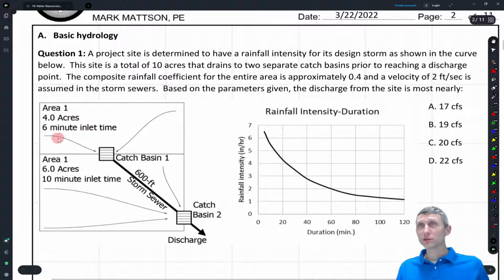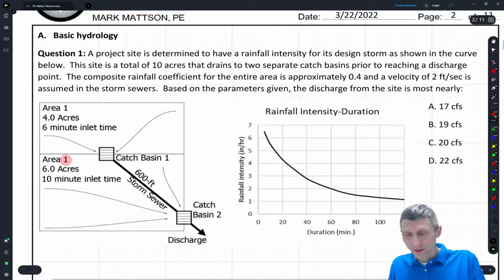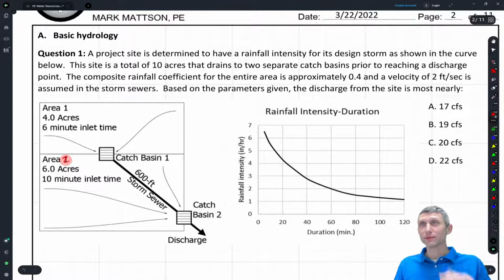We have two catchments here, area one and area two. That should say area two, so I'll repost this with that correction. One area is 4 acres, and one area is 6 acres.